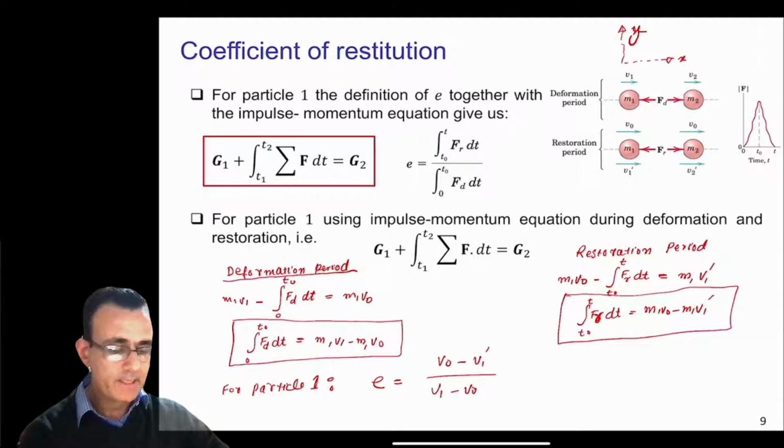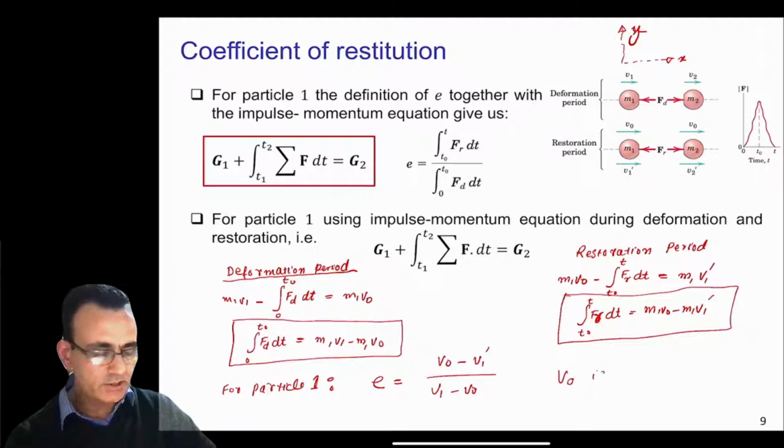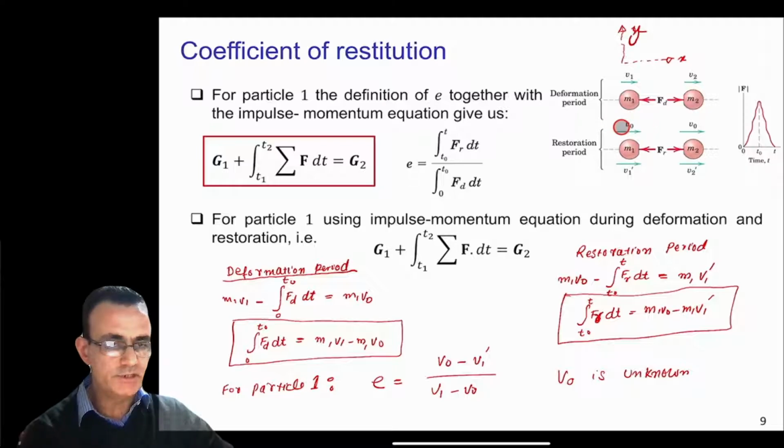Now in the previous case, it was two equations and we were trying to calculate the final velocities. Here we derive another equation, but the problem is that v naught is also unknown, which is the velocity when the two bodies are moving with the same velocity. We know v1, and we want to calculate v1 dash and v2 dash, but we don't know v naught. So in addition to v1 and v1 dash, we also have v naught.